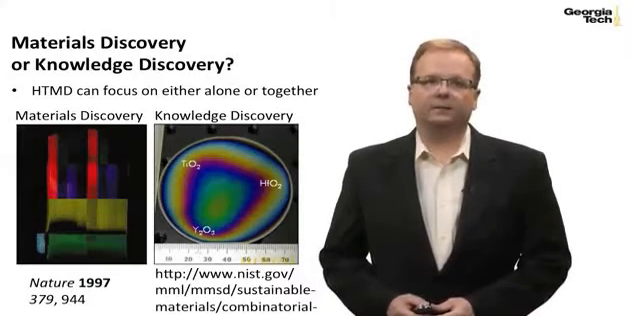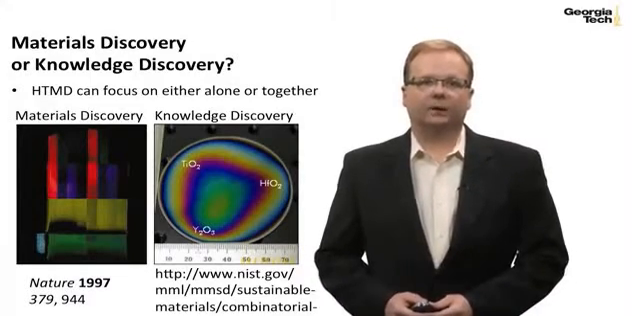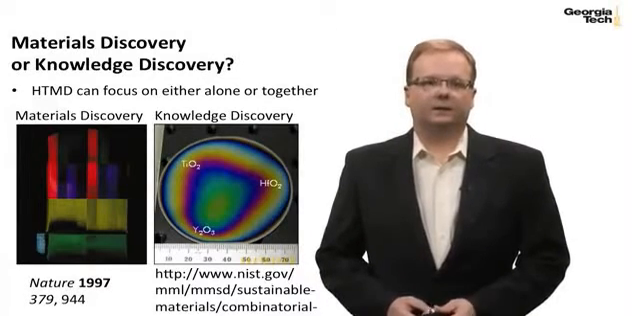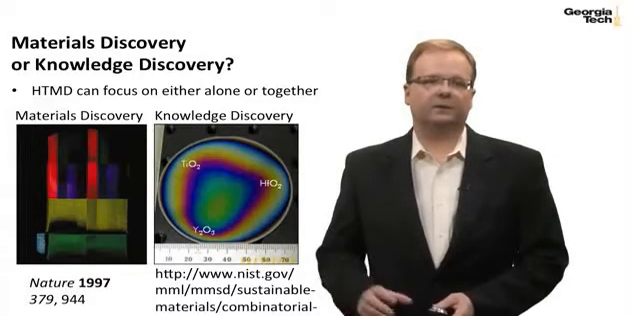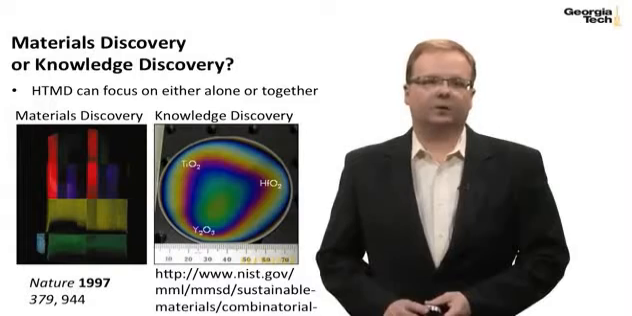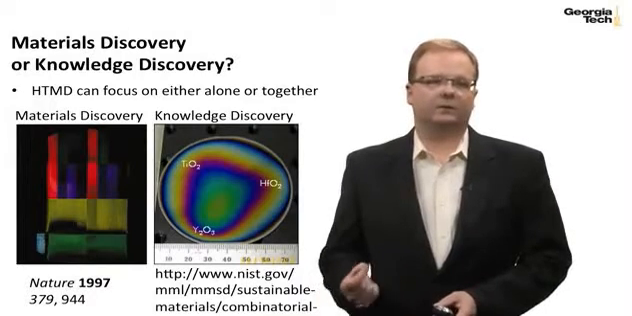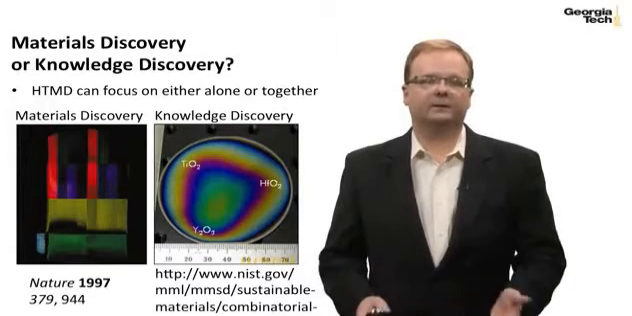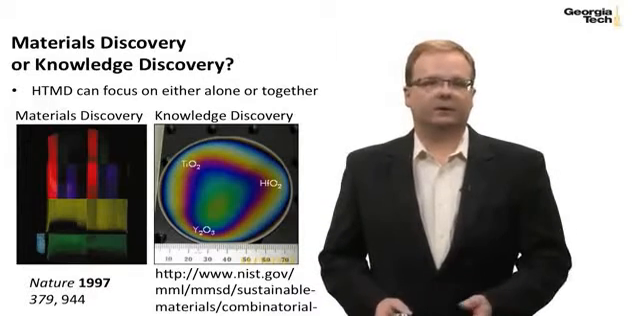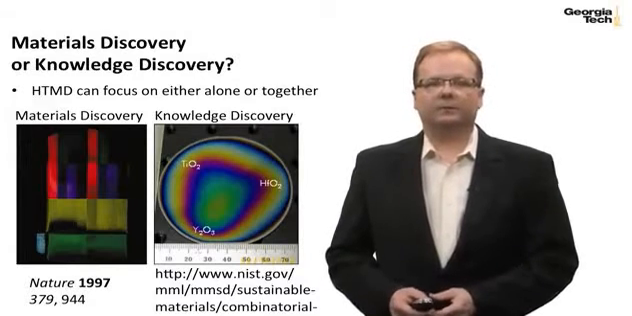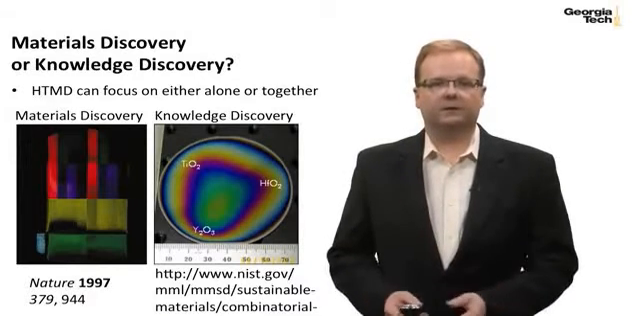First, there are two basic approaches that people take to the goals they want to achieve with HTMD. One goal might be materials discovery. So on the left side you see the image of a phosphor library with 25,000 different phosphors, and our goal might be to identify, for example, a red phosphor with a certain efficiency or brightness, and we could use this library to find one.